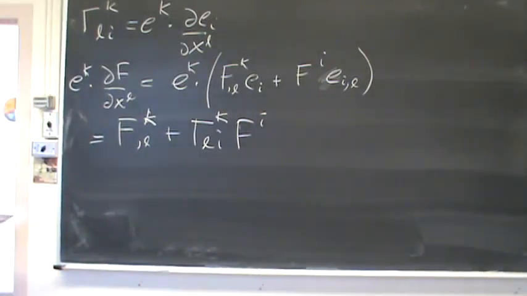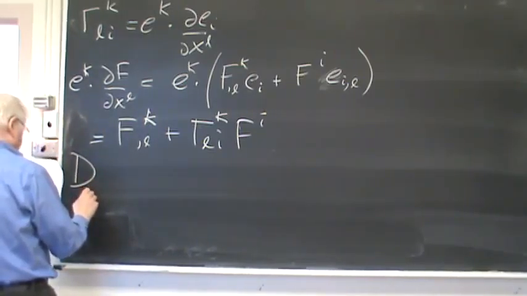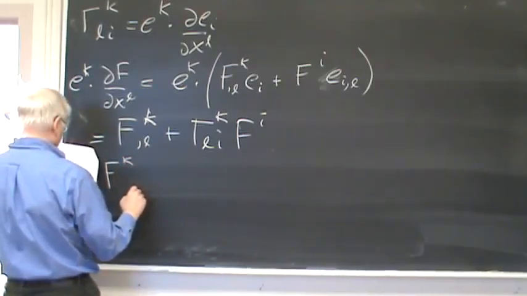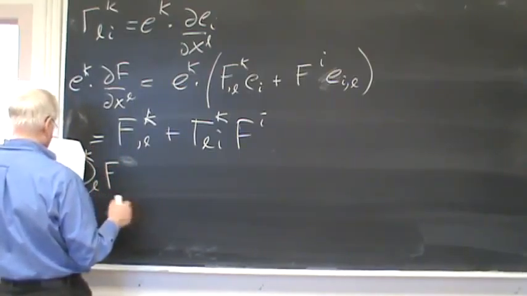All right. So this is the Levi-Civita connection, and this defines a covariant derivative D_l F^k. Maybe I should put that k over here, actually.